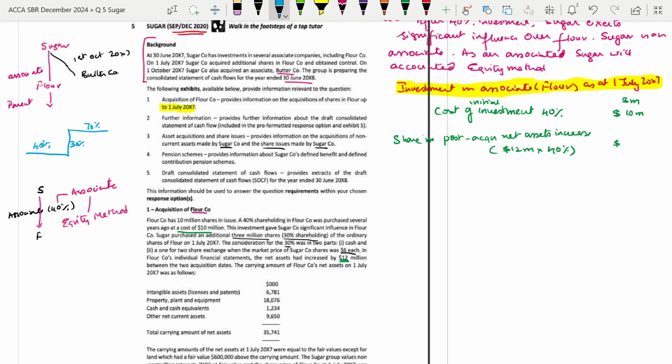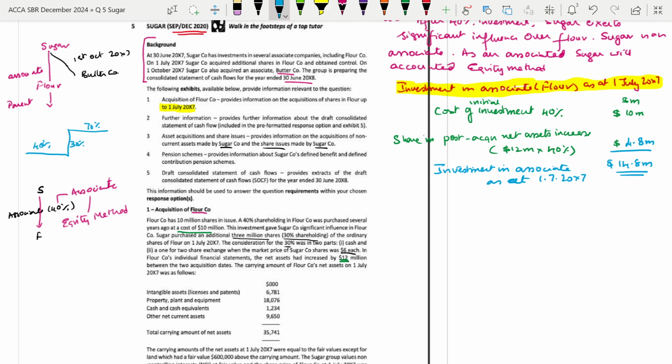How much will you get? You will get 4.8 million. Check again. How much will it come? 14.8 million. This is the investment. Investment in associate as at 1/7/2007. Are you clear about this?